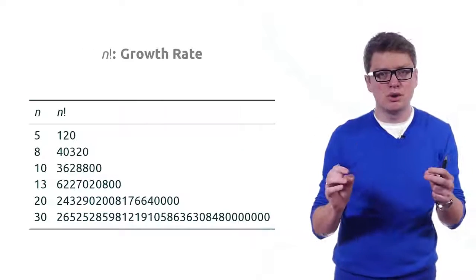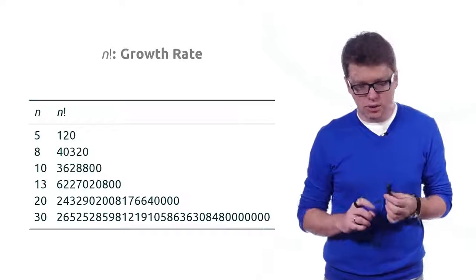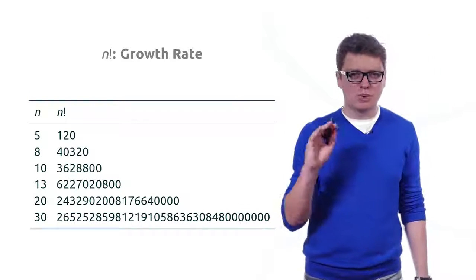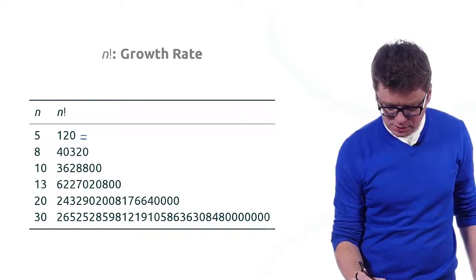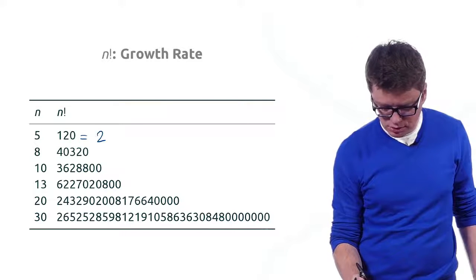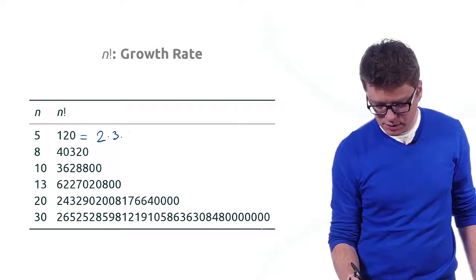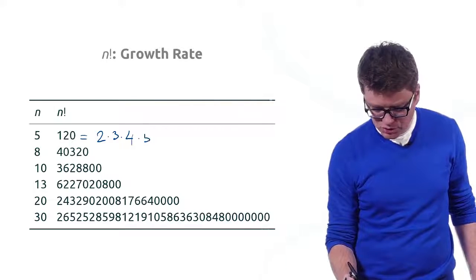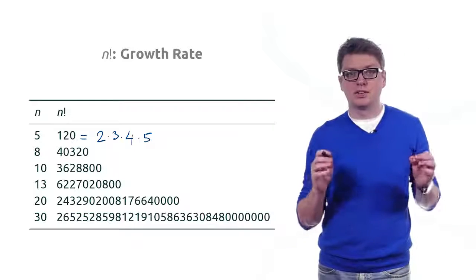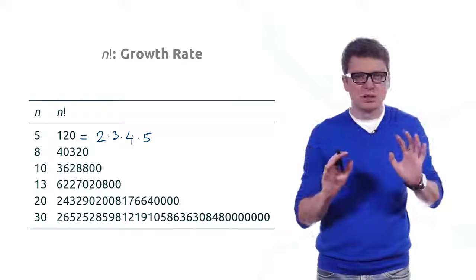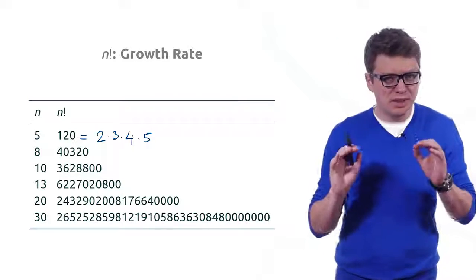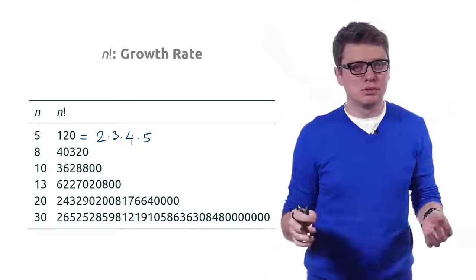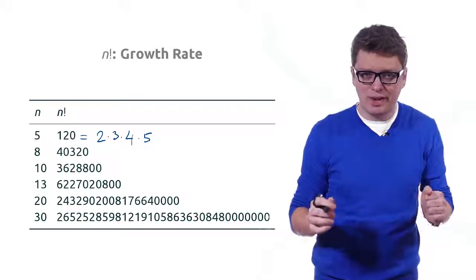Just to show you how it looks, note that, for example, n factorial when n is equal to 5 is roughly 100. Let me just remind you, this is 2 times 3, which is 6, times 4, which is 24, and times 5, which finally gives you 120. This is a reasonable number. We can definitely implement a program that goes through 100 possible solutions and does this very quickly.